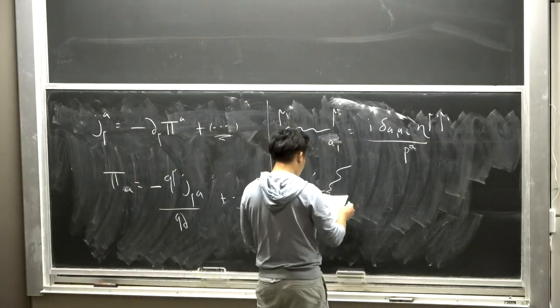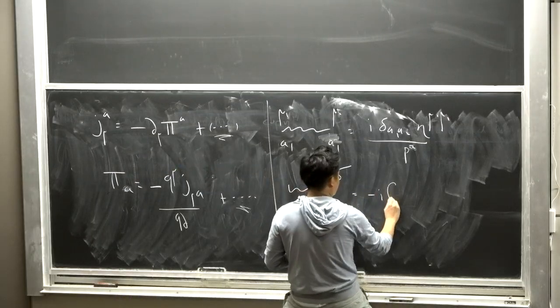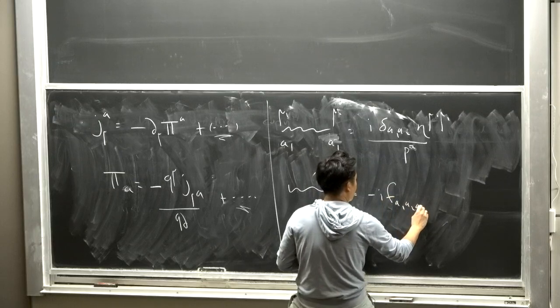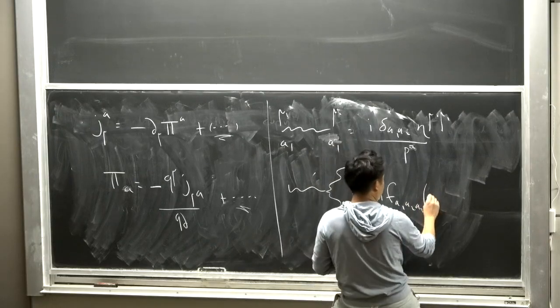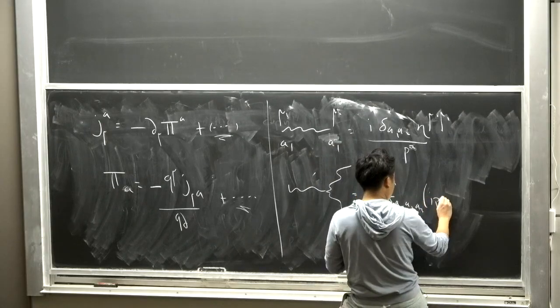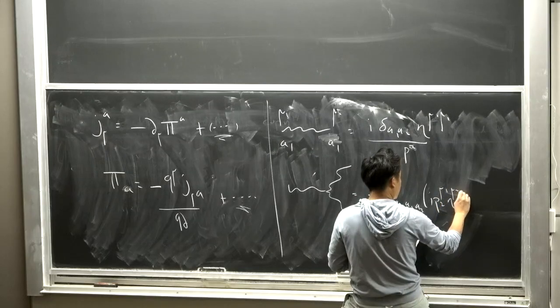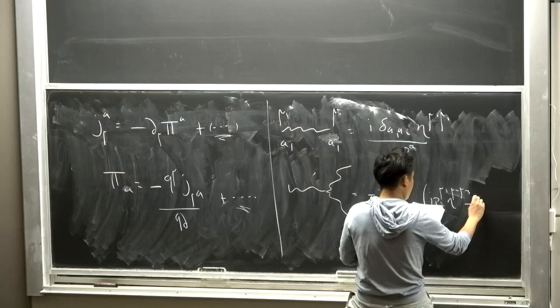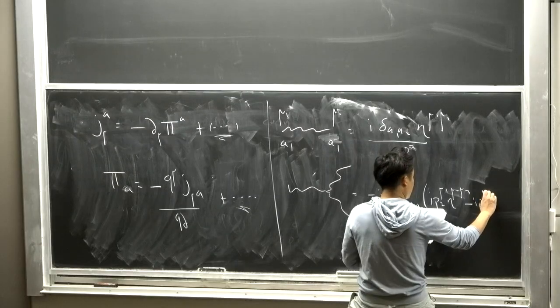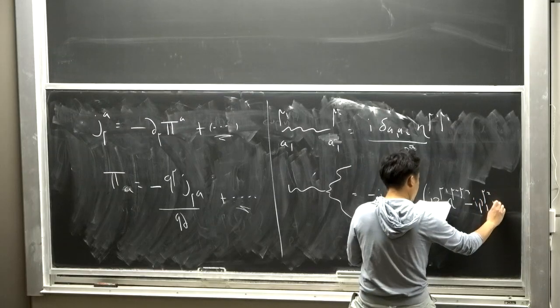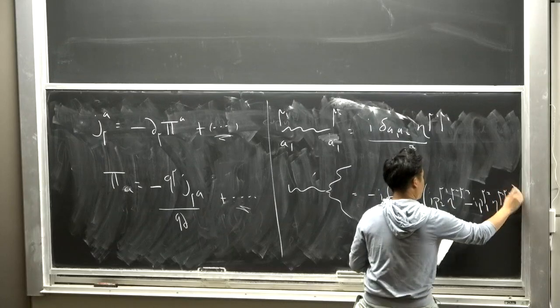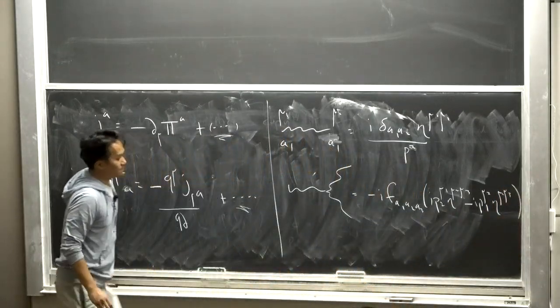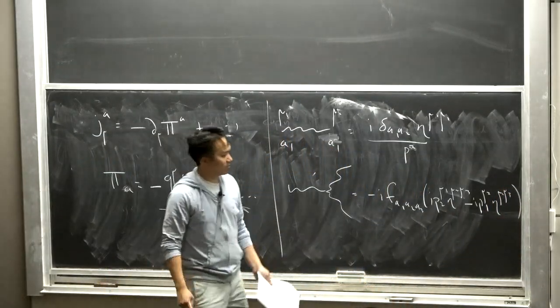The cubic interaction looks like this, minus F, A1, A2, A3. It's actually pretty simple. P2 mu1, eta mu2 mu3, minus I P1 mu2, eta mu1 mu3. Okay, that's the vertex, the 3-particle coupling.